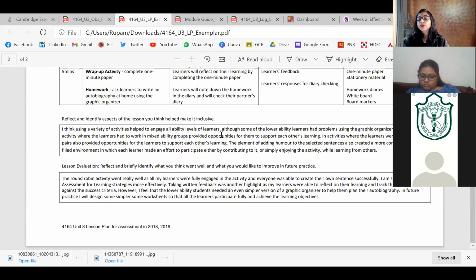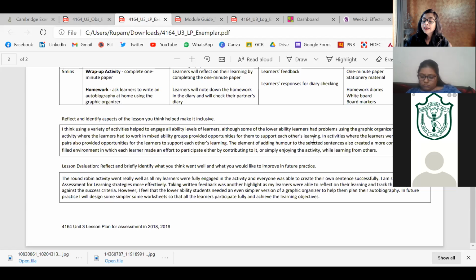So remember, if you're using a variety of activities, you are using differentiated instruction, because it will affect your read and write learners, or visual learners, or auditory learners, or kinesthetic learners. So that's one thing. Although some of the lower ability learners had problems using the graphic organizer, the round robin activity where the learners had to work in mixed ability groups provided opportunities for them to support each other's learning.